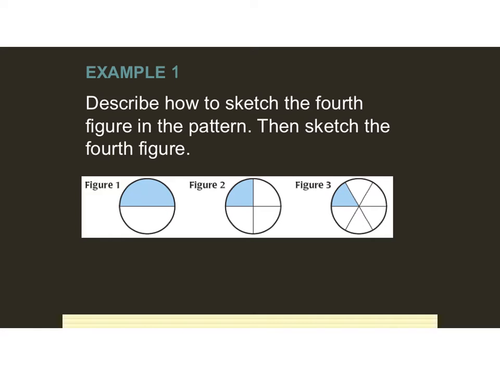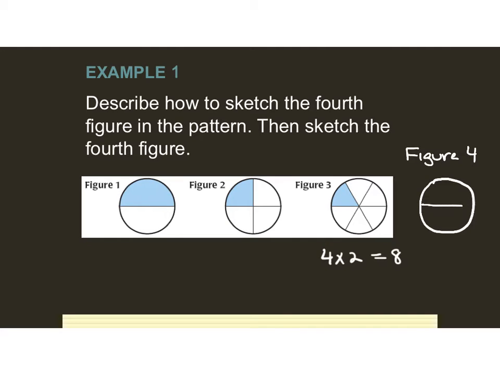Next, we have an example here. And it says, describe how to sketch the fourth figure in the pattern. Then sketch the fourth figure. So, obviously, my fourth figure is going to be a circle. And if you notice, the first figure has 2 sections, and 1 is shaded. And then figure 2, it's got 4. And then now in figure 3, it's got 6. How many different separations or sections you think will be in my figure number 4? 8. Good. So it looks like what they did was they took the figure number, times it by 2. So now we have 8 sections.